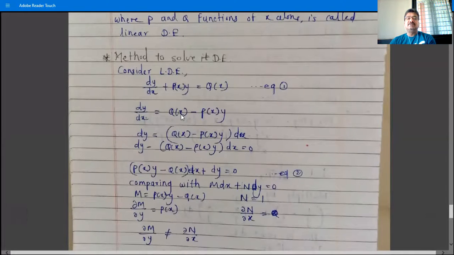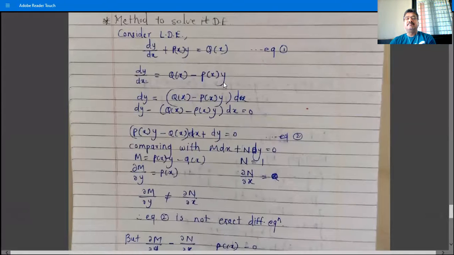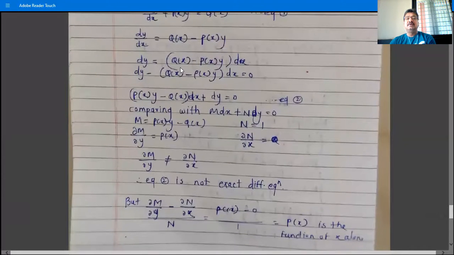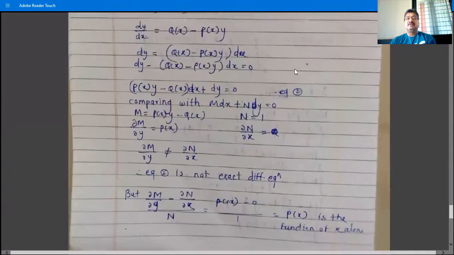So dy/dx = Q(x) - P(x)y. Shift this dx to the right-hand side, so it is multiplied by this bracket, and then dy. Shifting this quantity to the left-hand side, (Q(x) - P(x)y)dx... so we have (P(x)y - Q(x))dx + dy = 0. Suppose this is equation 1, and this is equation number 2.